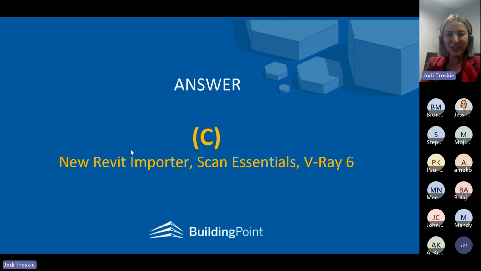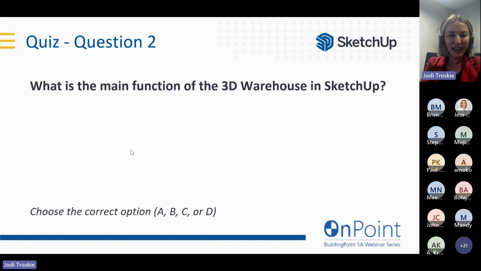And then we've got question 2. John, you can't win again, just so you know. Get ready. Please answer again, option A, B, C, or D. The question is, what is the main function of the 3D Warehouse in SketchUp? And go.